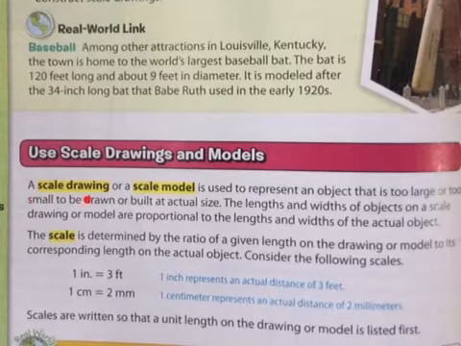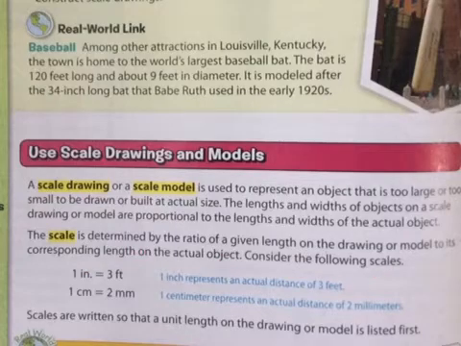So a scale drawing or a scale model is used to represent an object that is too large or too small to be drawn or built at actual size. The length and width of objects on a scale drawing or model are proportional to the length and width of an actual object. The scale is determined by the ratio of a given length on the drawing or the model to its corresponding length on the actual object.